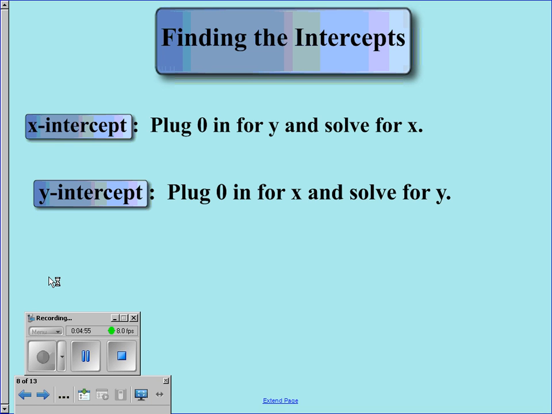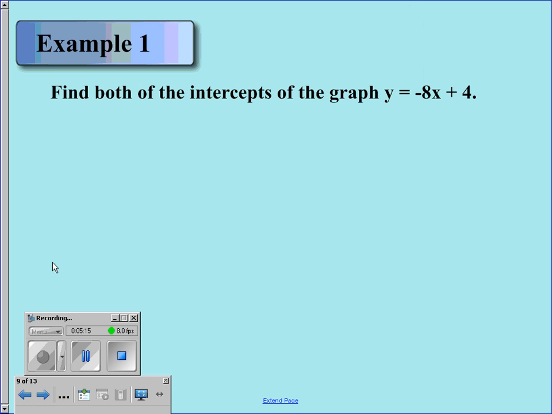Finding the intercepts. If you have an equation and you want to find the x-intercept, all you have to do is plug in 0 for y and solve for x. If you have a y-intercept, all you have to do is get the equation, plug in 0 for x, and solve for y. This example asks you to find both of the intercepts for the graph of y equals negative 8x plus 4. So I'm going to do the y-intercept first, and then I'm going to do the x-intercept.